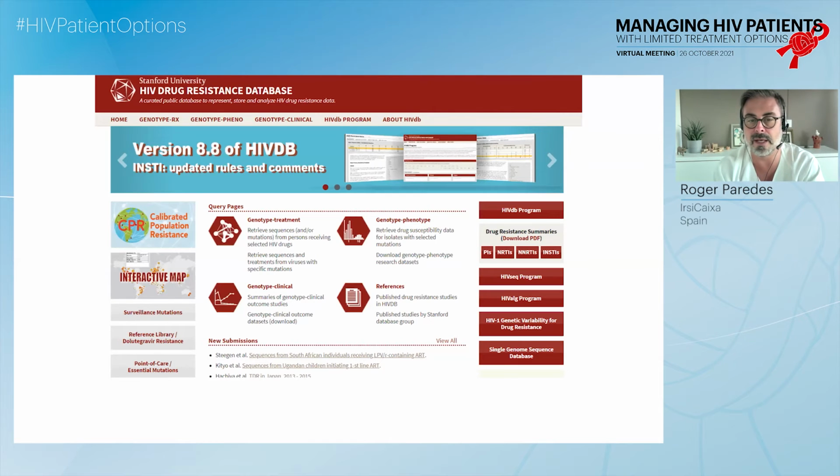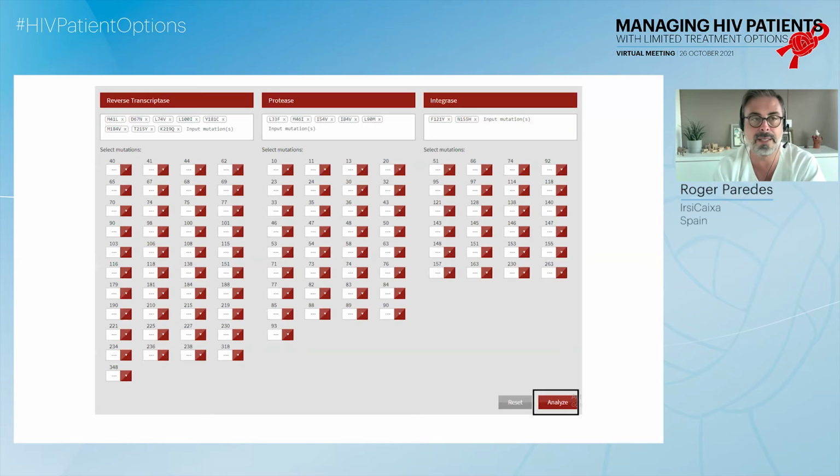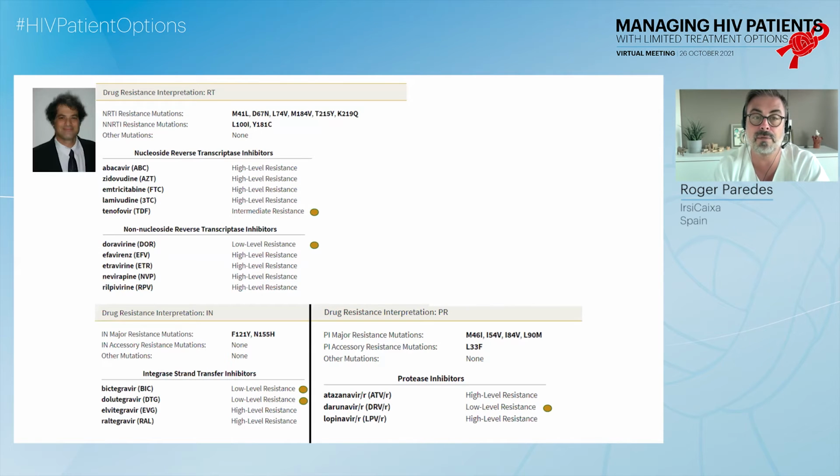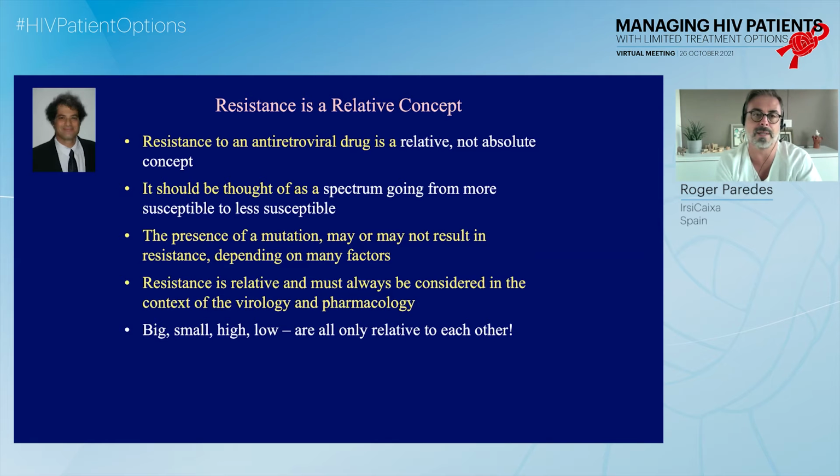Here you can see a screenshot of this database. You can also introduce different mutations one by one in this website, and this is what you get. For example, if you have introduced previous mutations, this would be an example of a patient with high-level resistance to different nucleoside analogs, also different non-nukes, several integrase strand transfer inhibitors, and protease inhibitors. And this would be an example of multi-drug resistance.